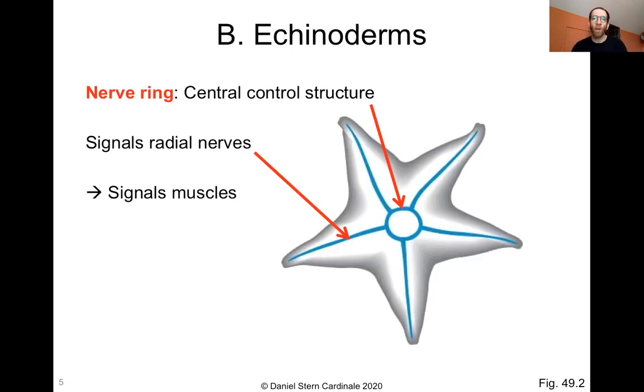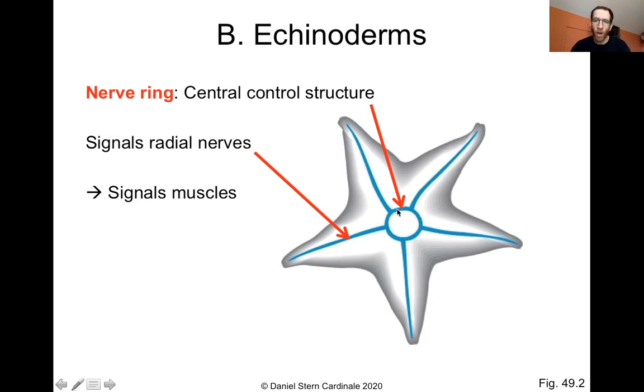The second group we're going to look at in terms of their nervous systems is echinoderms. Now remember, echinoderms are bilaterians, but as adults, they lose many of their bilateral traits, and they almost look like they have radial symmetry. And the nervous system of echinoderms reflects that morphology. So echinoderms don't have cephalization, they don't have a head, and they also don't have a brain, but they do have a central control structure called the nerve ring. And you can see that nerve ring right here.